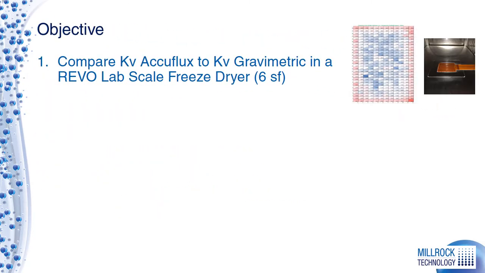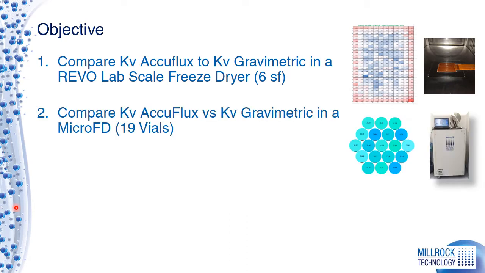So the objective for this presentation is going to be threefold. First is to compare the Kv Accuflux versus Kv Gravimetric in a Revo-sized lab scale freeze dryer, which is a 6 square foot freeze dryer. Gravimetric is basically a heat map that we're going to create with 336 vials, and the heat flux sensor looks like this here.